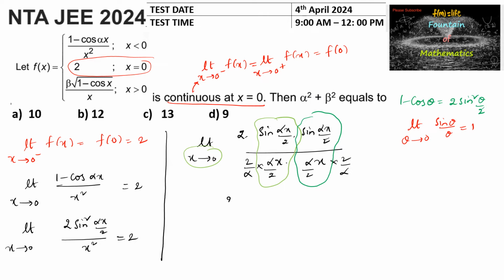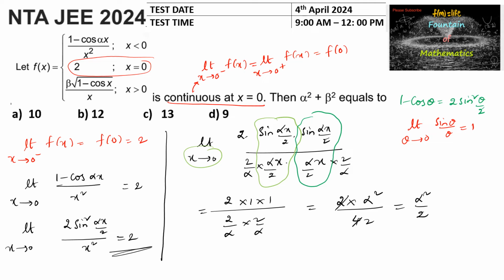So we can write 2 into 1 into 1 into (alpha by 2) into (alpha by 2), which is equal to 2 times alpha square divided by 4, or 2 times alpha square upon 4, which is equal to, and it is given, 2. So we can write alpha square is equal to 4. Alpha square value is 4.